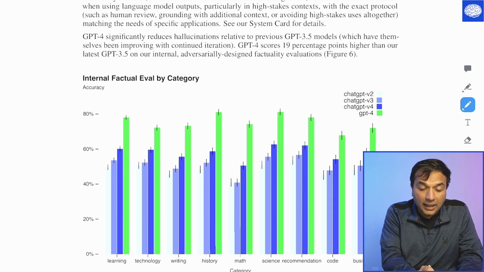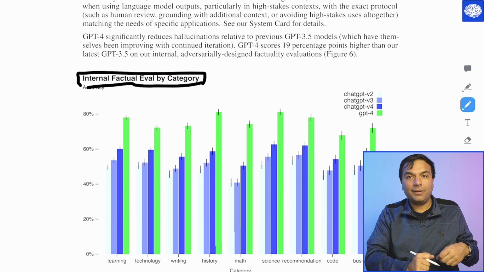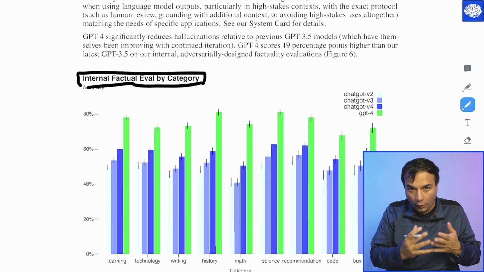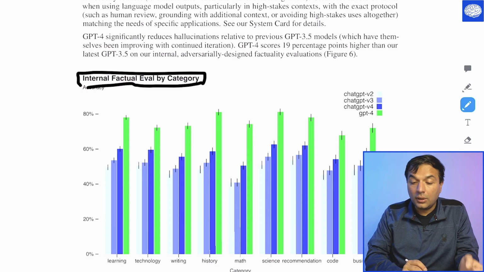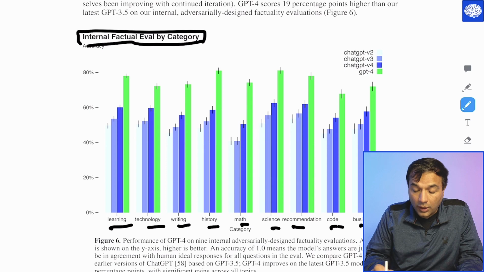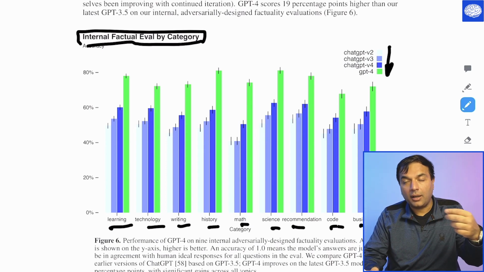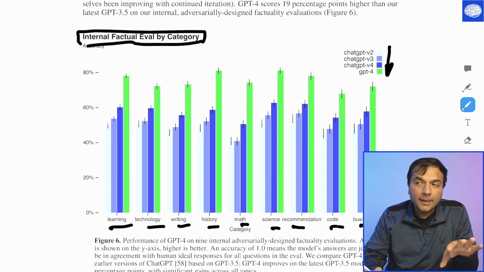And then one of the things is internal factual evaluation by category. That is how factual it is, because at the end of the day, it is generating and predicting the next word, and sometimes it's going to purely make things up, and that is actually called hallucination. So these hallucinations can happen with these models as well. You can see learning, technology, writing, history, math, science, recommendations, code, and business, and in every category GPT-4 does much better. However, I'm going to be honest with you, when I use GPT-4, it's a little annoying because it takes a while.